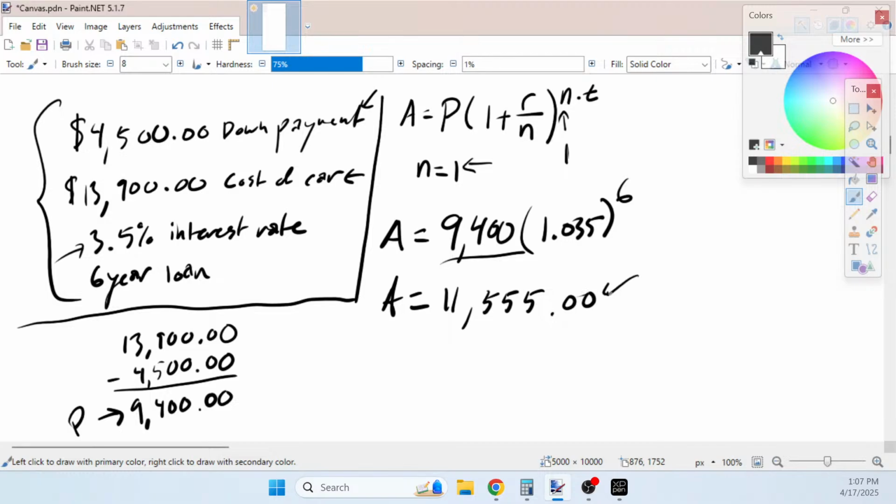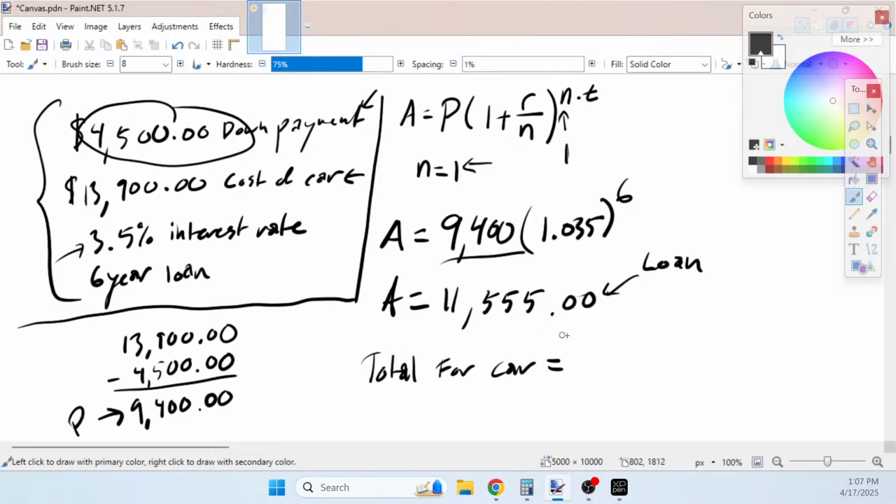So this is the total amount paid on the loan, but it is not the total amount we will pay for the car because we also made a down payment. So the total amount for the car is the total for the loan plus the down payment.